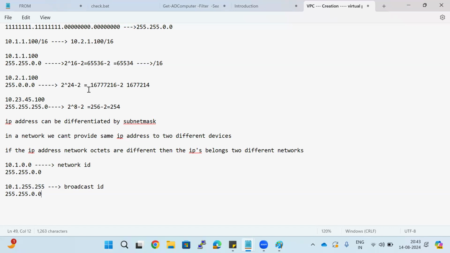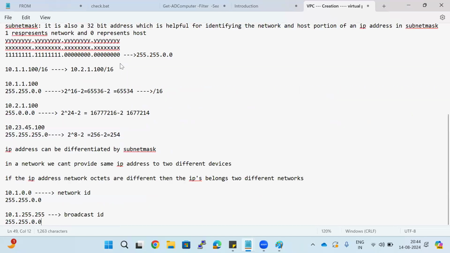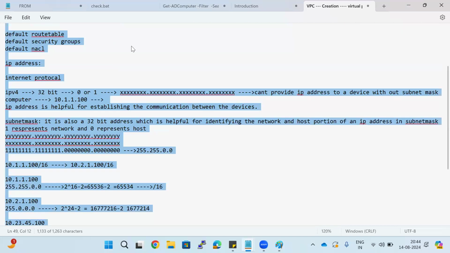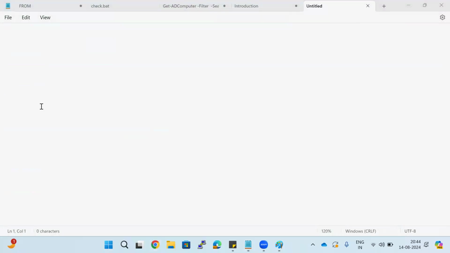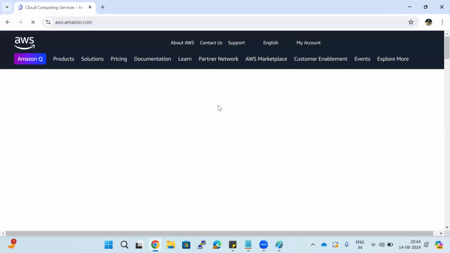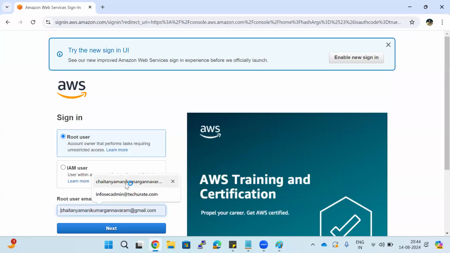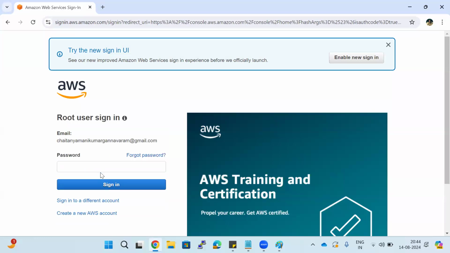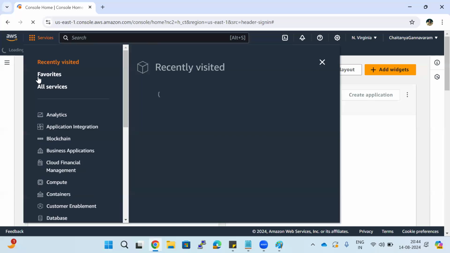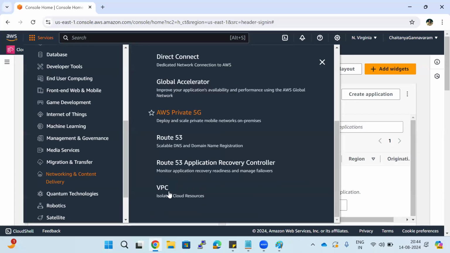Yes, great. Okay. So that is about your IP addressing and how you can calculate an IP address. Why I am saying all these things: whenever you are creating a VPC in AWS, what you have to do here, look at this. So VPC will be under networking and content delivery. You can see there is a service, and under that service you will have the VPC.